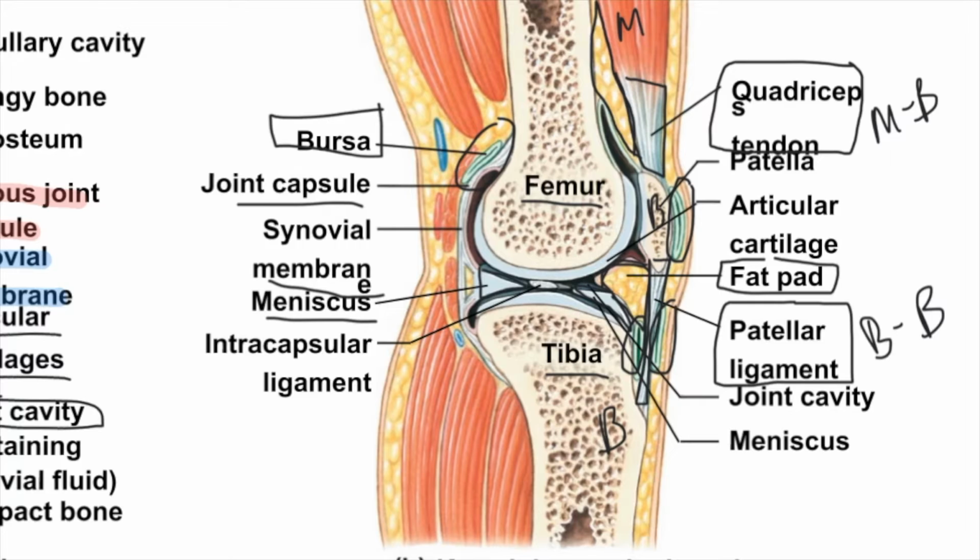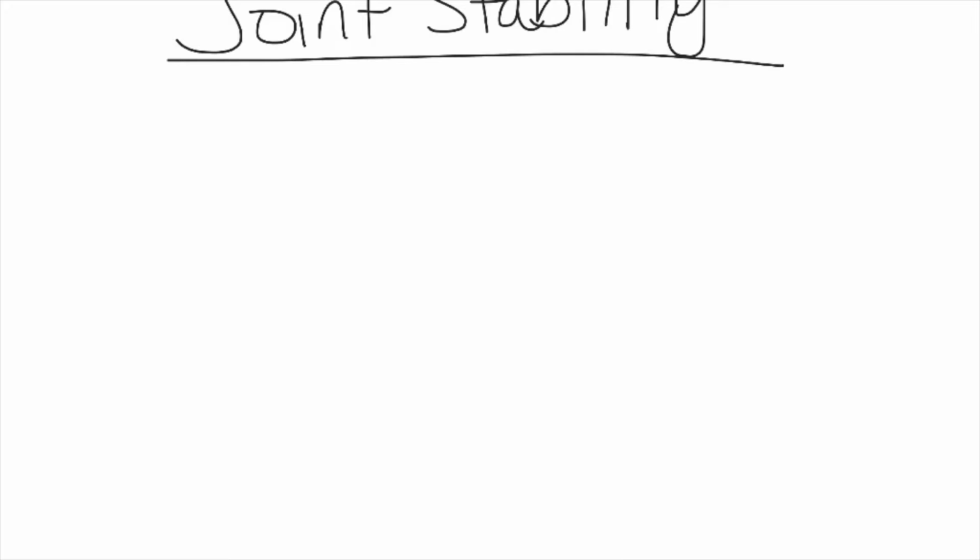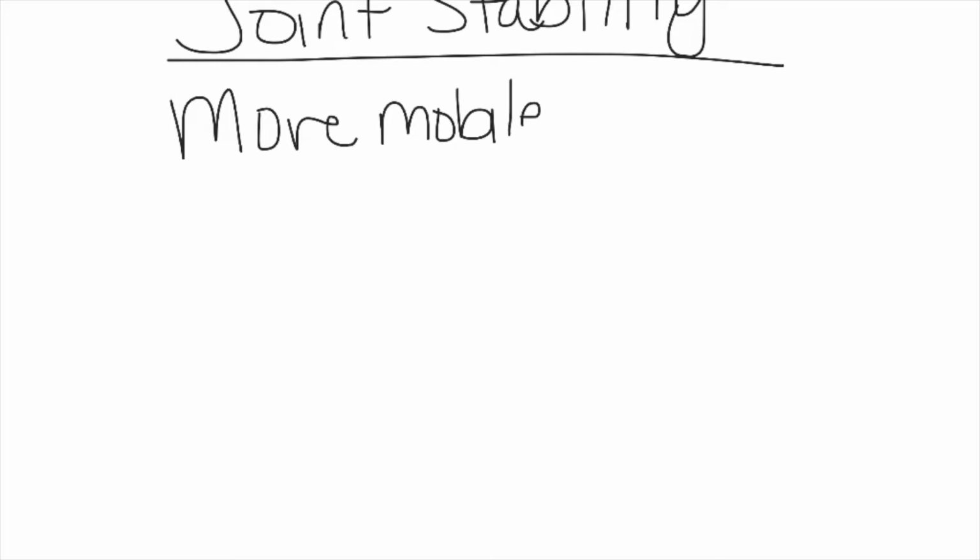Okay, so joints need to be stable, but with joint stability, there is a relationship between how mobile a joint is and how stable a joint is. So the more mobile, the less stable.